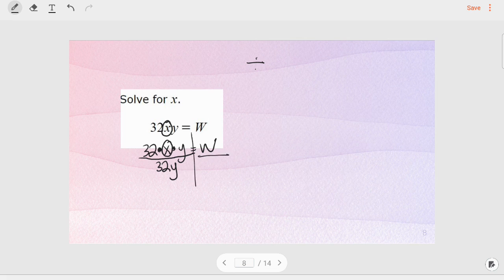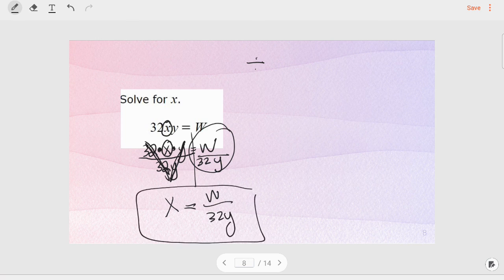Remember, if I do it to one side, I have to do it in the other. So I divided by 32, and I divided by y. Let's simplify. Timesing by 32 and dividing by 32 cancels. Timesing by y, dividing by y cancels, and I'm left with only x left over equals, copy and paste this thing, w divided by 32y. And that right there is my final answer.